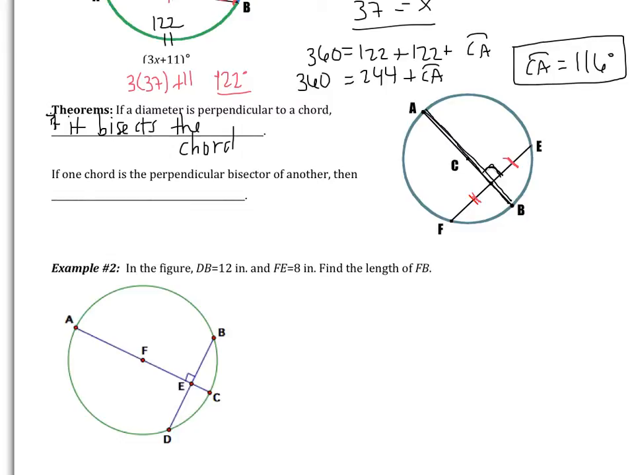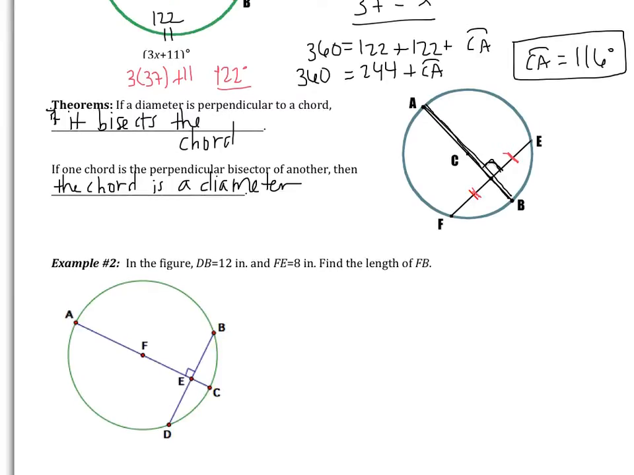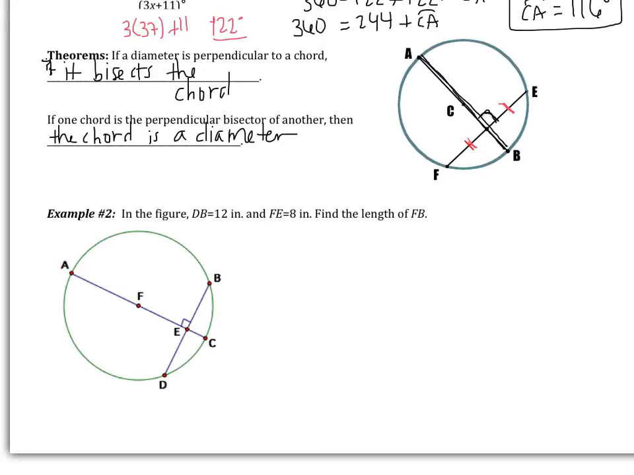The converse is also true. If one chord is the perpendicular bisector of another, then the chord is a diameter. So in our case, AB is the perpendicular bisector of FE. It's both perpendicular and bisects. That means AB is a diameter. So we're going to apply both of these in example number 2.